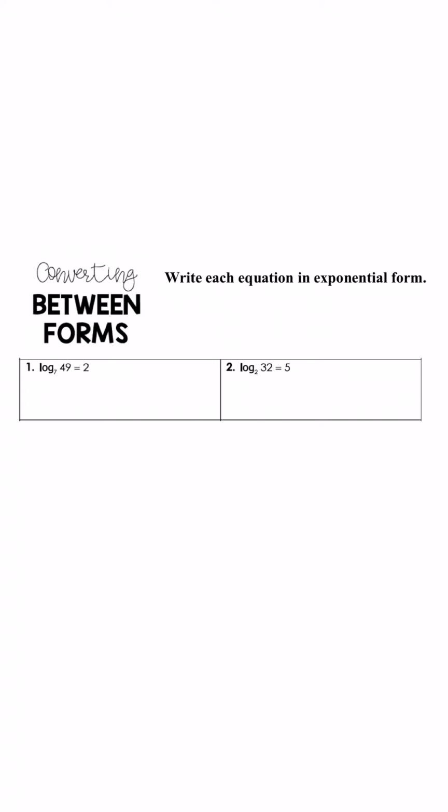So here we're converting between the forms, between logarithmic form and exponential form. In this case, we have to write each equation in exponential form. And just remember that trick that I was telling you, that you would write it this way. And so if we were to write this out, it's in exponential form, seven to the second power equals 49.